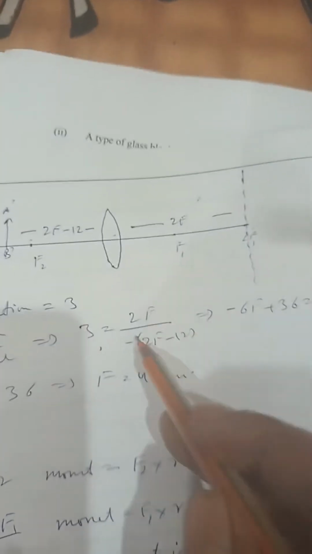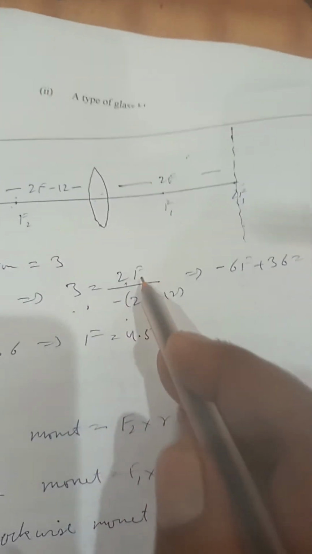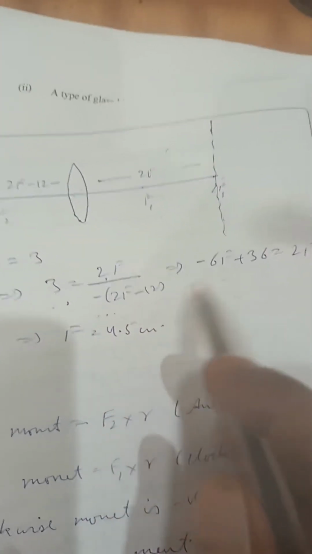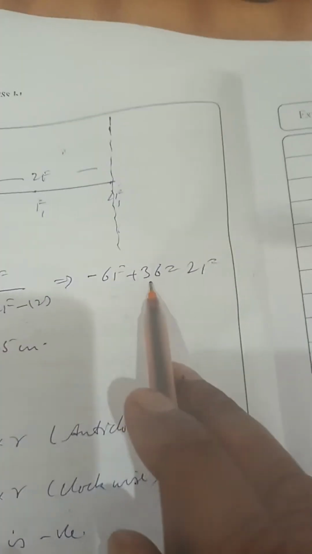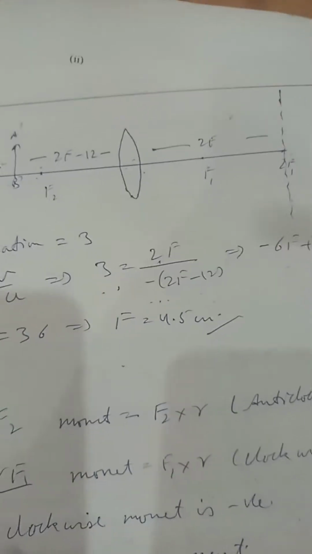v is 2f and u, since it is measured towards the left hand side, will be negative. So 3 equals 2f upon minus (2f minus 12). So minus 6f plus 36 equals 2f. On solving this we will get f equals 4.5. So the focal length of this lens is 4.5.